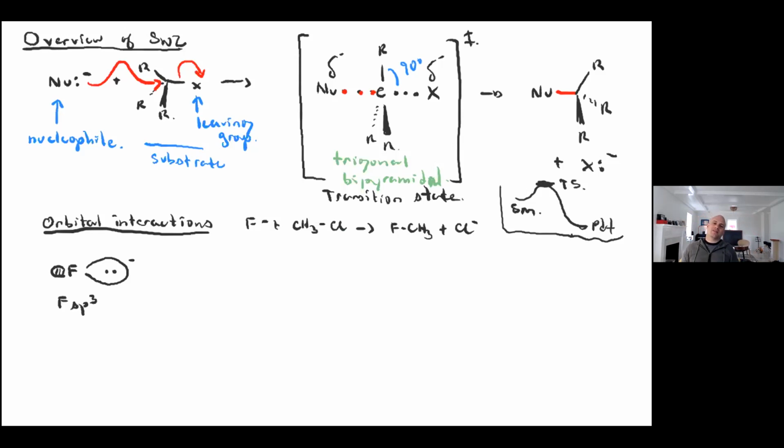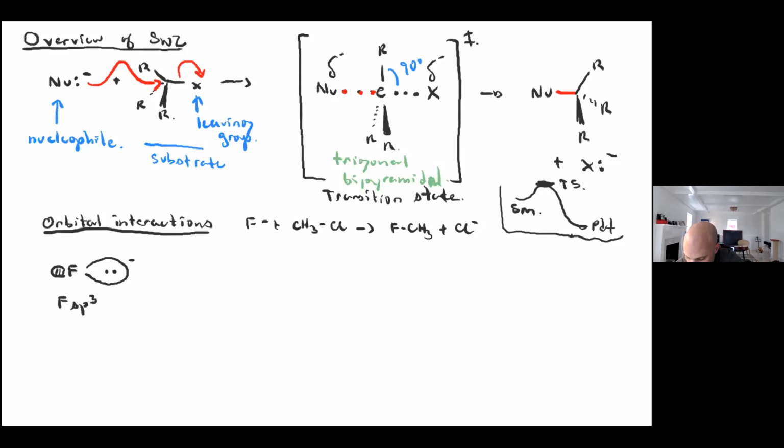And to keep it simple, I'm going to leave out the other pairs of electrons on fluoride. Okay, we'll just assume that they're there. They are also in sp3 orbitals. All 3 lone pairs are equivalent, or 4 lone pairs, and so there's no distinction between them. I just picked one at random here.